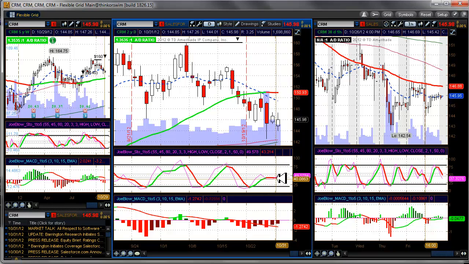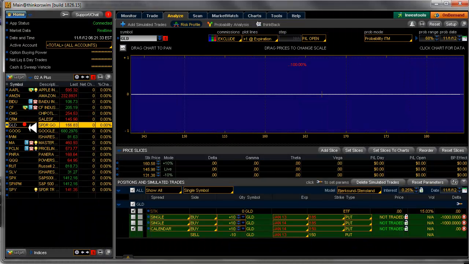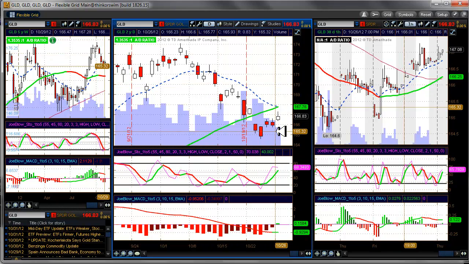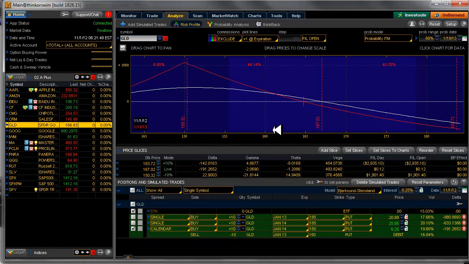Salesforce.com. Nothing going on here. New trend down. I would need Stochastic to move up a little bit here and then give me a hook down before I would jump in there. Gold, I usually don't play this at all. This one's way too gappy for me. But sometimes you see things in here that may be an opportunity.